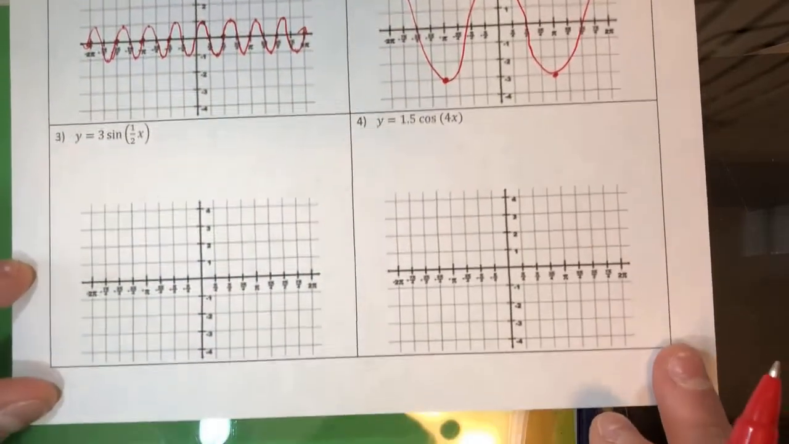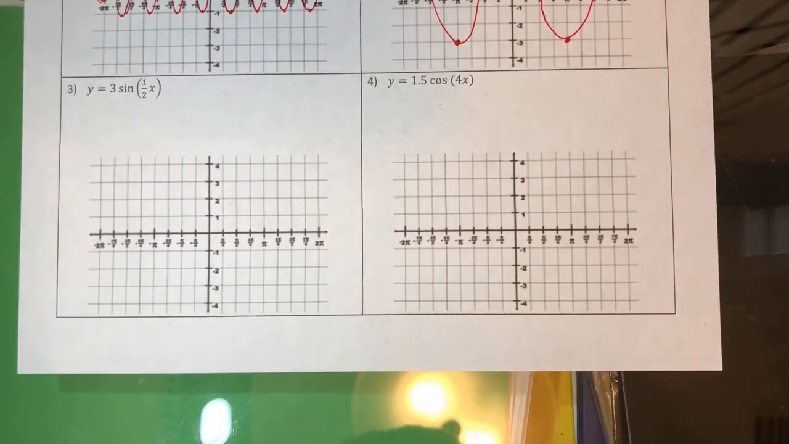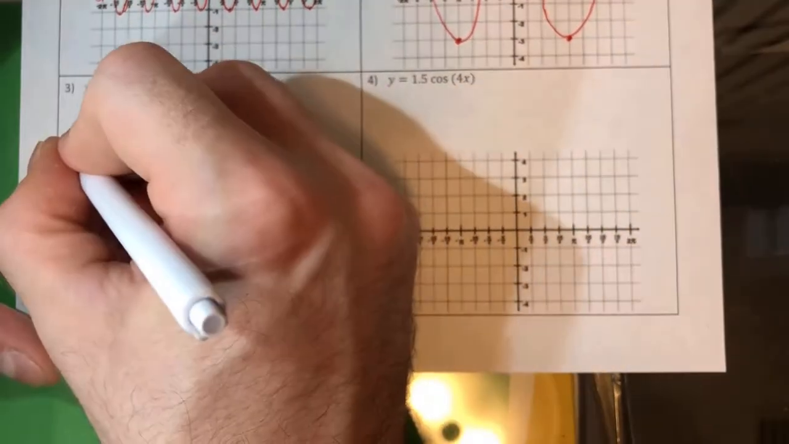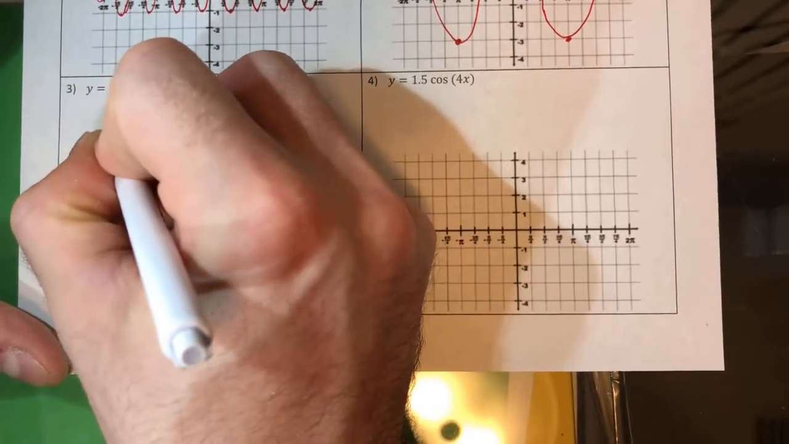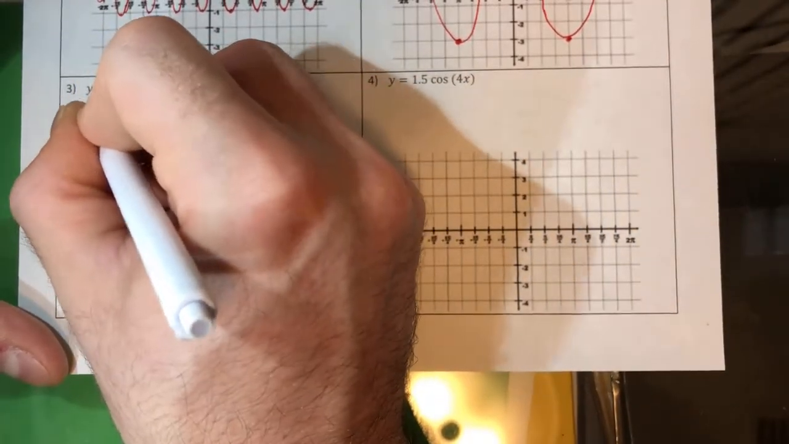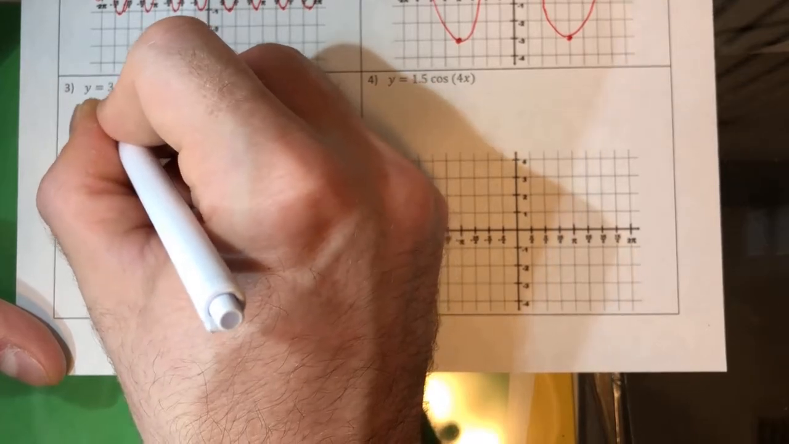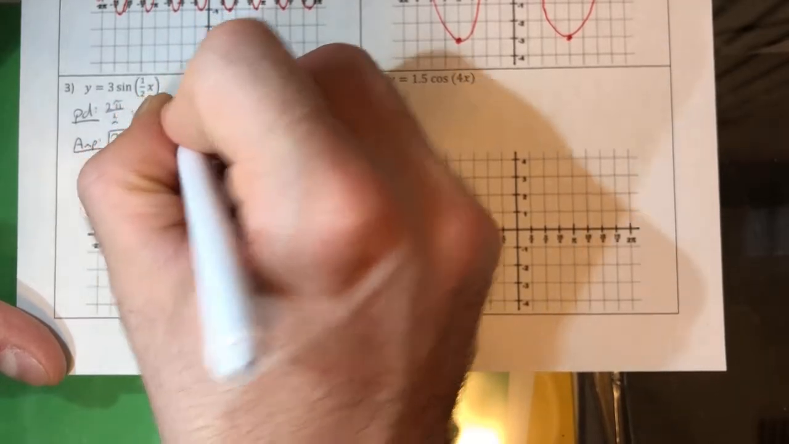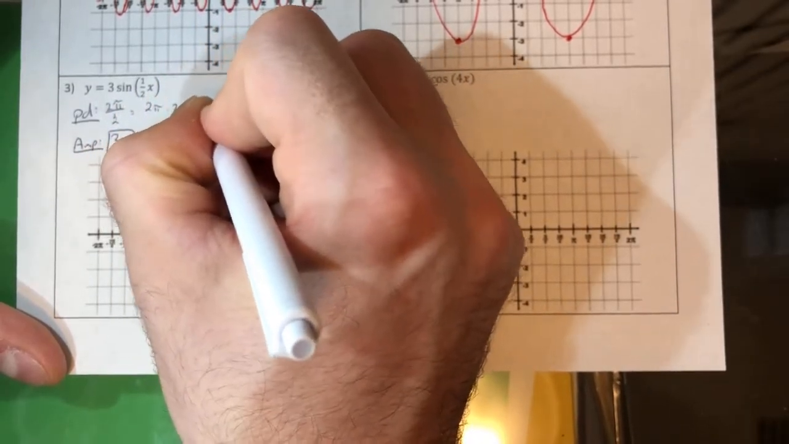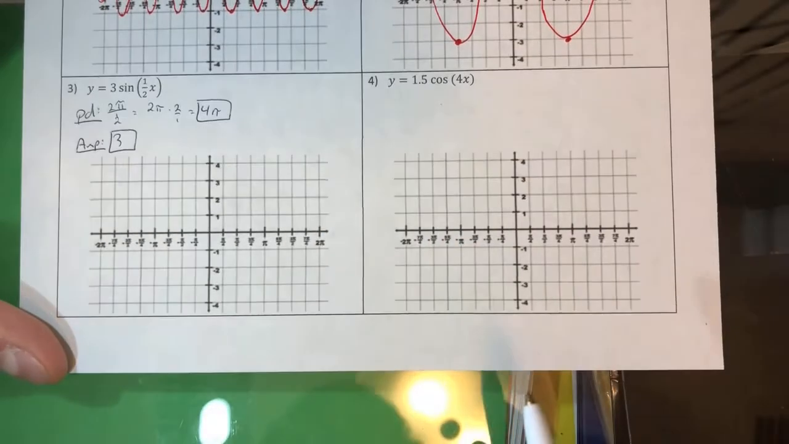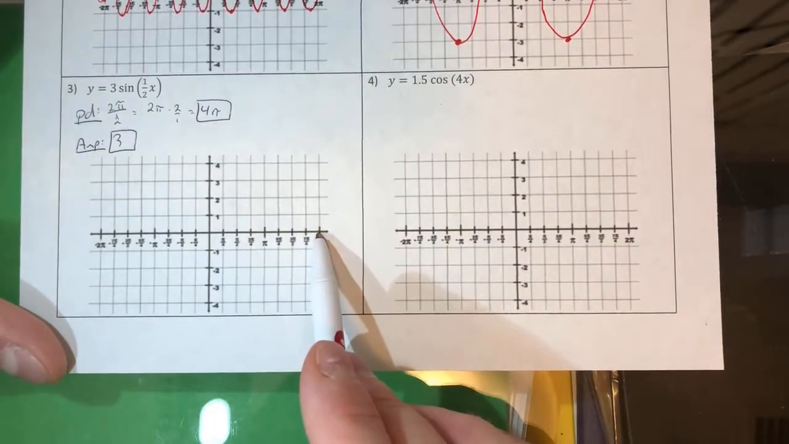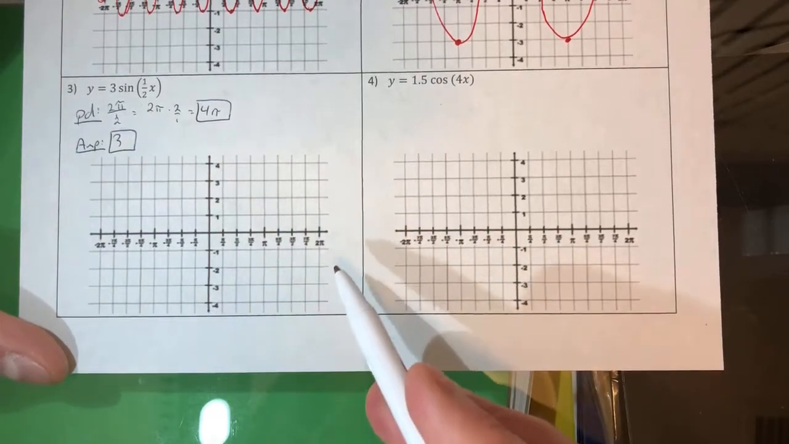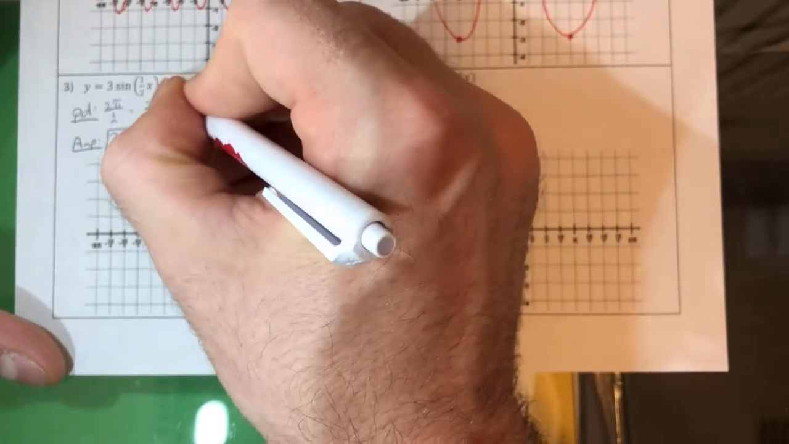Let's take a look at the bottom two. Bottom two are done the same way. We just have two different aspects. I know I'm going to have an amplitude of 3, and my period is going to be 2 pi divided by 1/2. If I keep, change, flip, times 2/1, I'm going to have a period of 4 pi, which my graph only goes to 2 pi, so I'm not going to get a full interval. I'm not going to get a full period. I'm only going to see part of it. Let's take a look at which part.